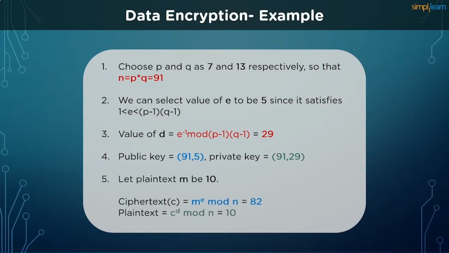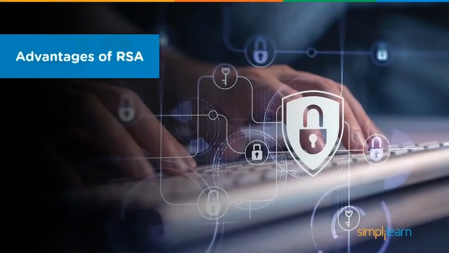The plaintext, if it is 10, is denoted by M. Ciphertext can be calculated with the formula C equal to M to the power E mod N, which gives us 82. If somebody receives this ciphertext, they can calculate the plaintext using the formula C to the power D mod N, which gives us the value of 10 as selected as our plaintext. We can now look at the factors that make the RSA algorithm stand out versus its competitors in the advantageous topics of this lesson.